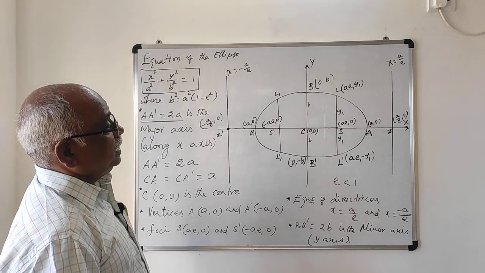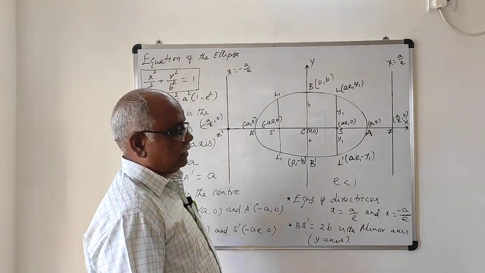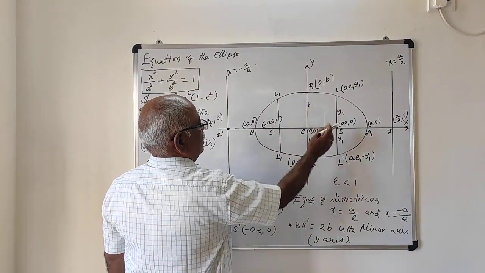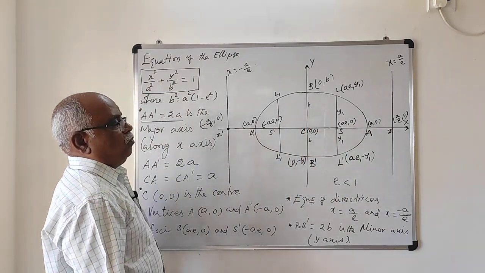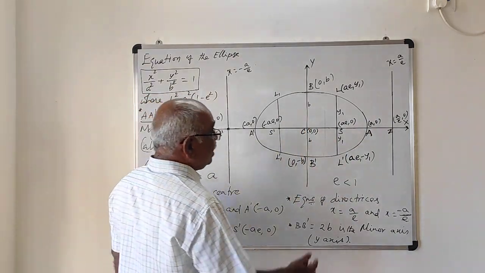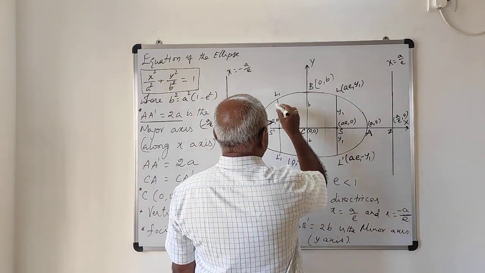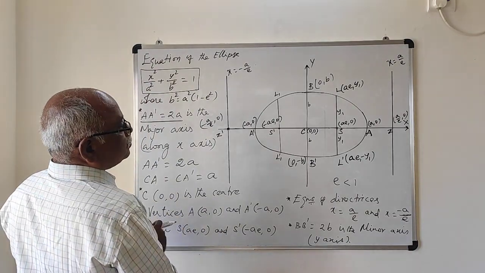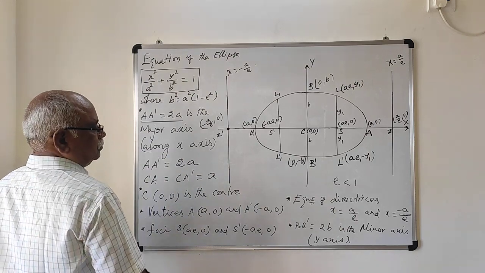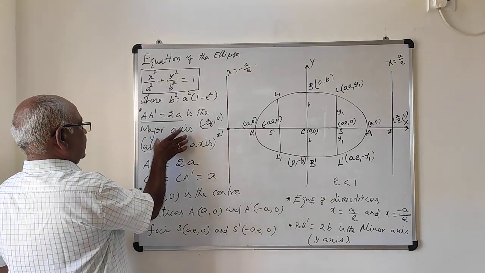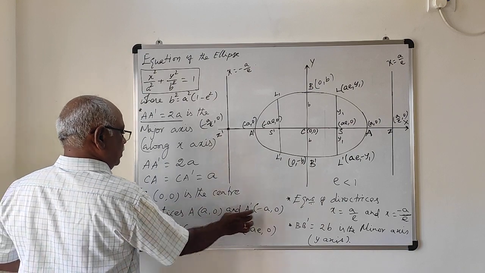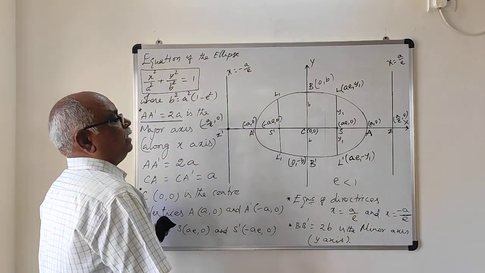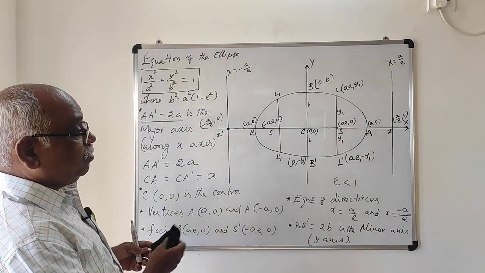Next I am going to find the equations of latus rectum and the length of the latus rectum. L L dash is a latus rectum, L1 L1 dash is also a latus rectum. There are two latus rectums. Now we have to find the equations of the latus rectum: this is x equal to ae and this is x equal to minus ae. These are the ideas: major axis, center, vertices, foci, directrices, and minor axis. Next, we are going to see equations of latus rectum.